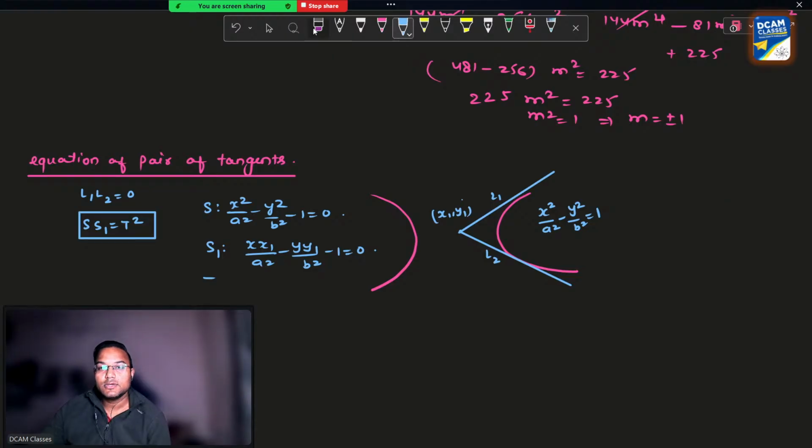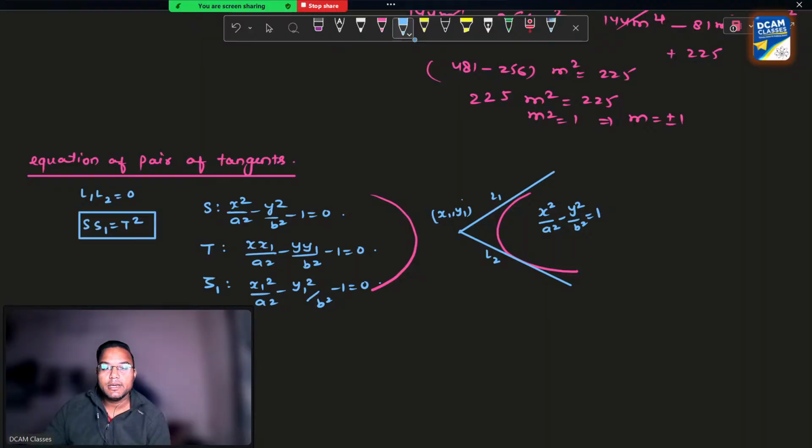Sorry. This is the tangent equation. S1 I'm going to tell you now. x1 square by a square minus y1 square by b square minus 1 is equal to 0. This is S1, and this equation is the equation of tangent.